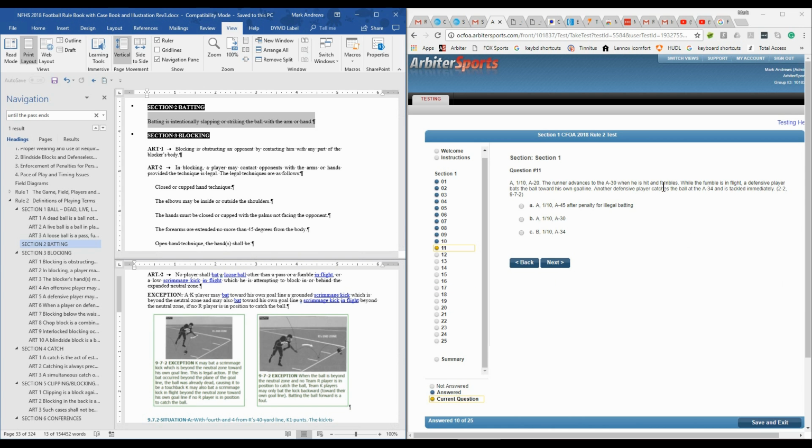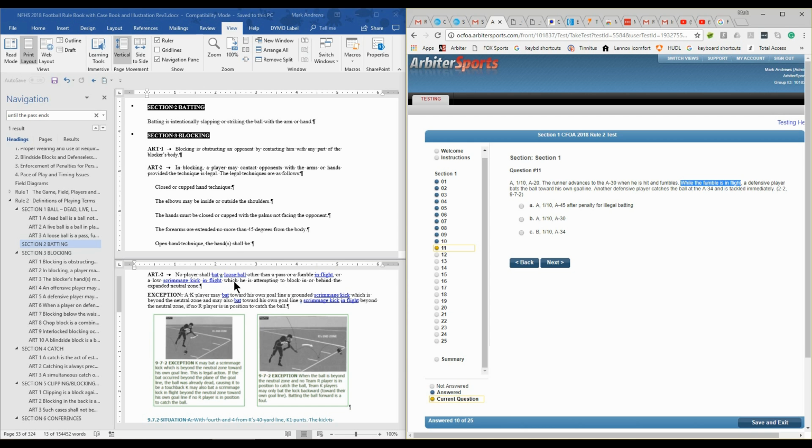So we have a fumble here. So far he can't do that, right? Other than a pass or a fumble in flight. Ooh, in flight. A loose ball which has not yet touched the ground is in flight. So the question says while the fumble is in flight. So looks like he can do it.